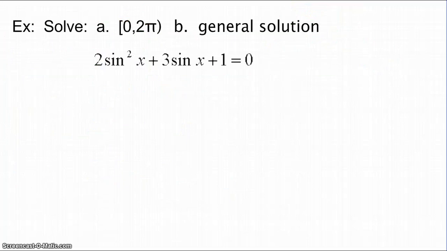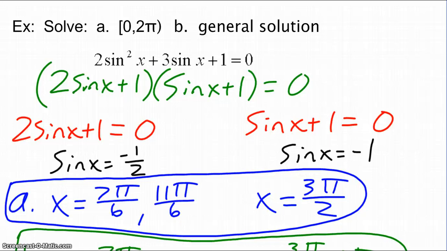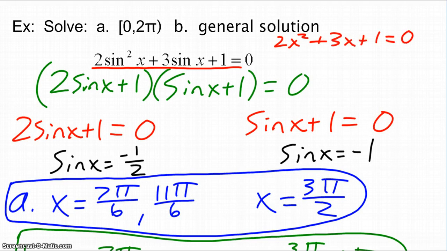Next one. Solve 2 sine squared x plus 3 sine x plus 1 equals 0. Pause, unpause when you're ready to check your work. Okay, so here what we want to do first is recognize that this is of quadratic form. So think about the quadratic. If you have 2x squared plus 3x plus 1 equals 0, how does that factor? So that's what we're going to do here.